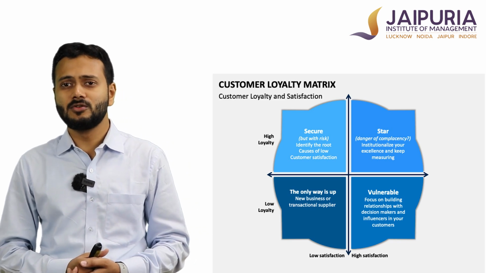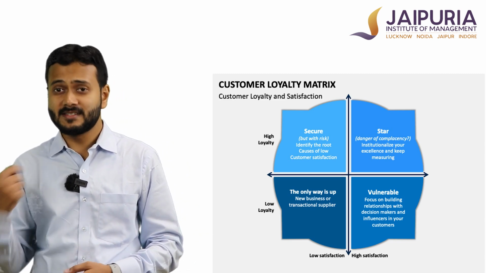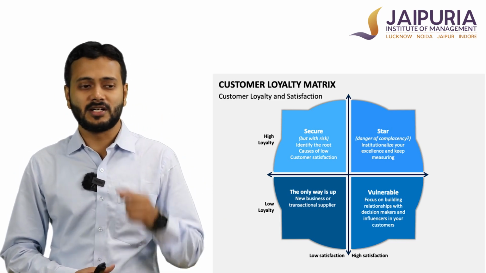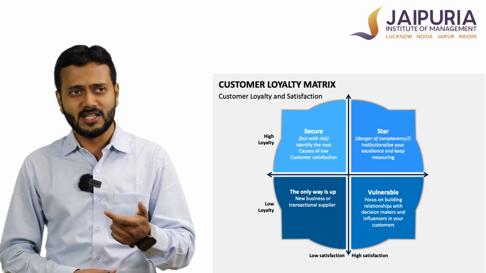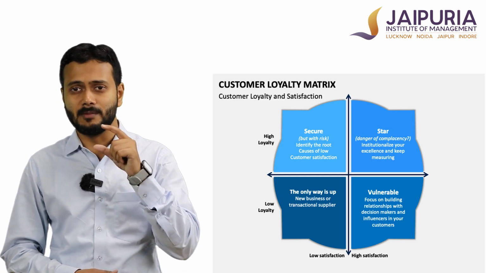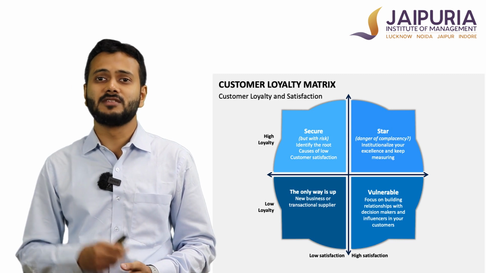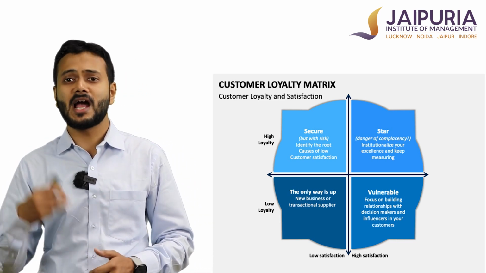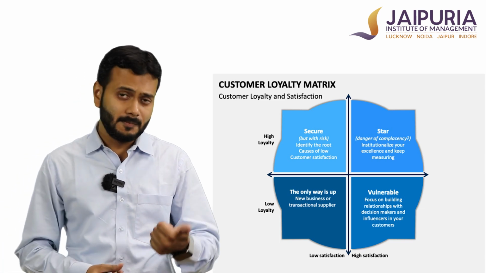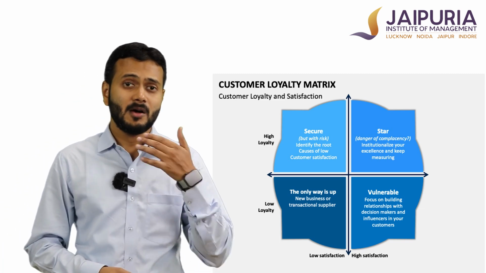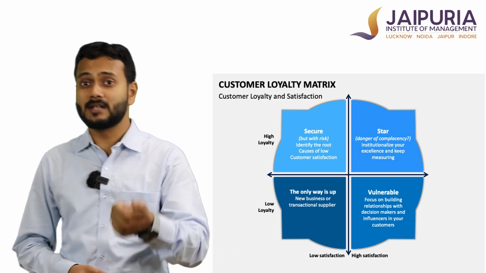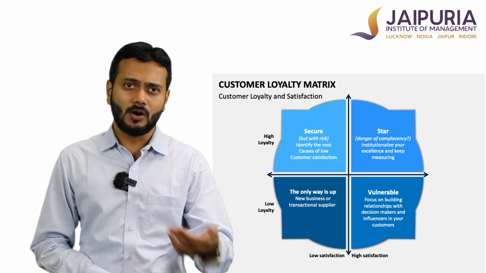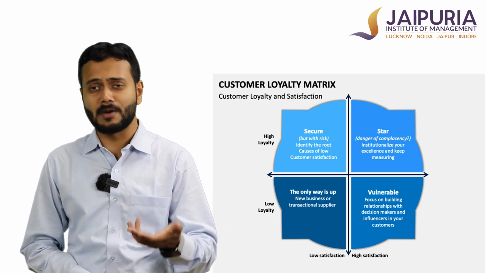So let's move ahead to the third category, which is high satisfaction, but on the other hand we have low loyalty. Here the technical term given in the marketing concept is called vulnerable. Here our customer can be called as vulnerable. Here we are focusing on building relationships with decision makers and influencers, or the gatekeepers rather, who are actually buying the product. Here the loyalty is low but the satisfaction derived from that particular product or brand is very high.